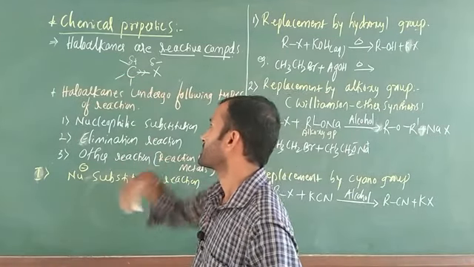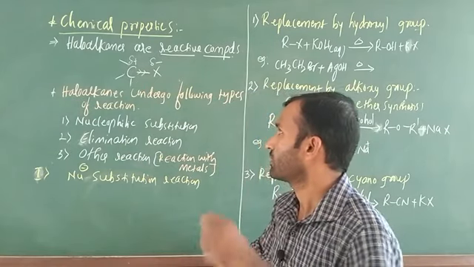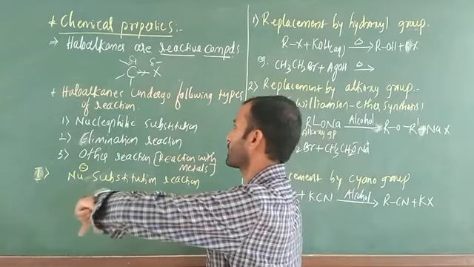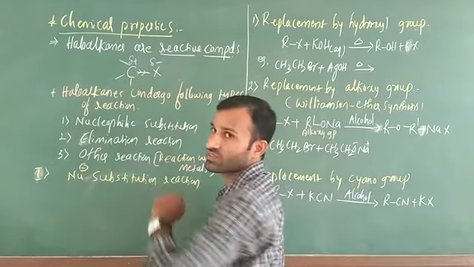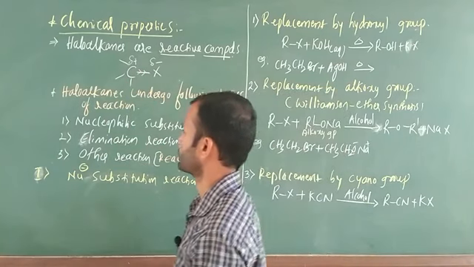What is the meaning of partially positive and partially negative? It means the charge value is less compared to a full charge. That is why they are called partially positive and partially negative charge.